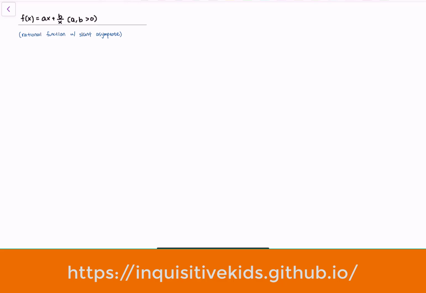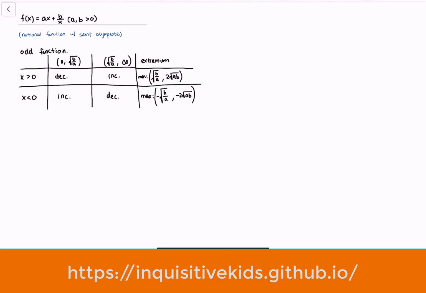Some other things to know about this function is that it is an odd function, and there are some generalizations to find the maximum and minimum values for f(x) when x is positive and when x is negative. So let's take a good look at this table. We see that when x is positive, on the interval from 0 to the square root of b over a, it's decreasing, and it's increasing when x is negative.